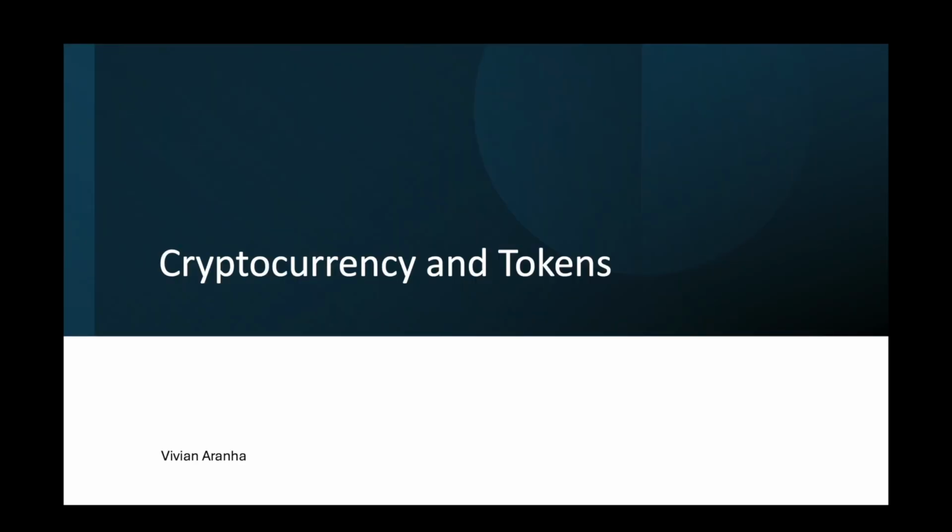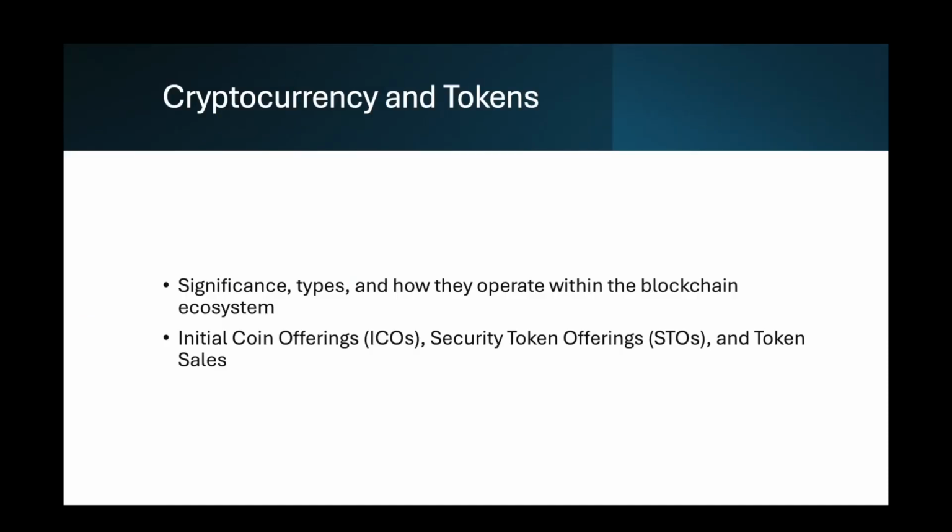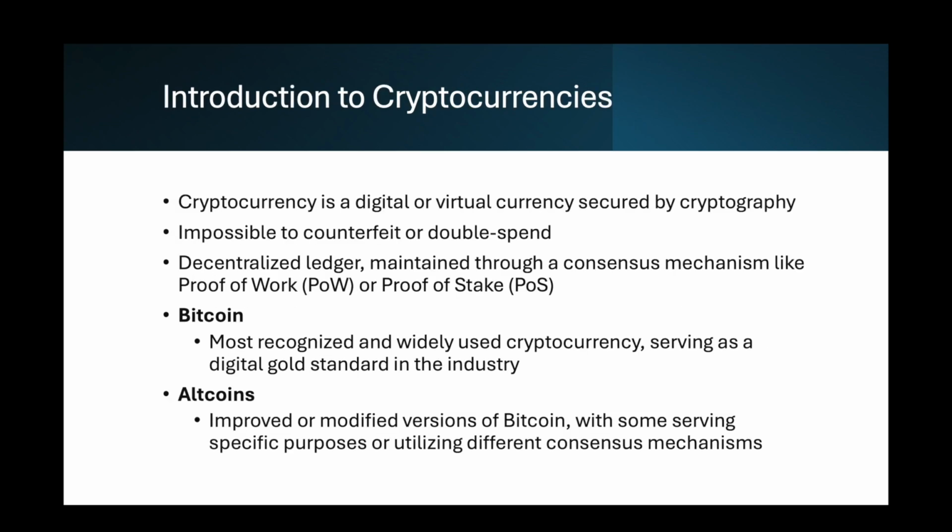Cryptocurrency and tokens. This section delves into the world of cryptocurrencies and tokens, explaining their significance, types, and how they operate within the blockchain ecosystem. It also covers the concepts of initial coin offerings, security token offerings, and token sales, providing a comprehensive understanding of digital assets.